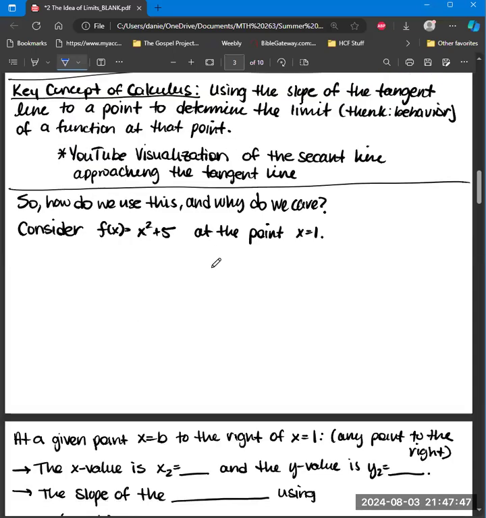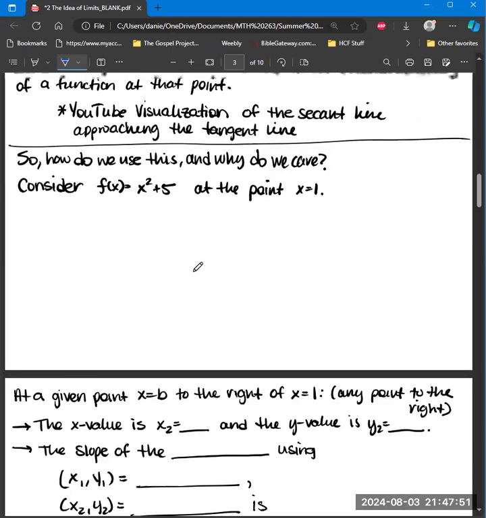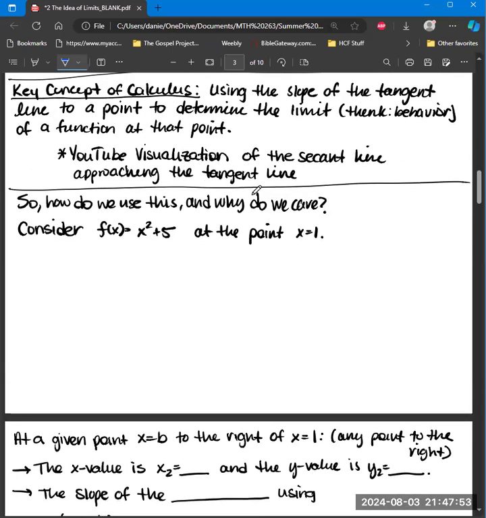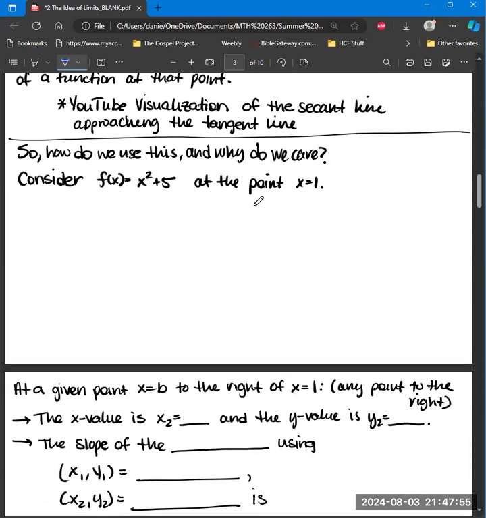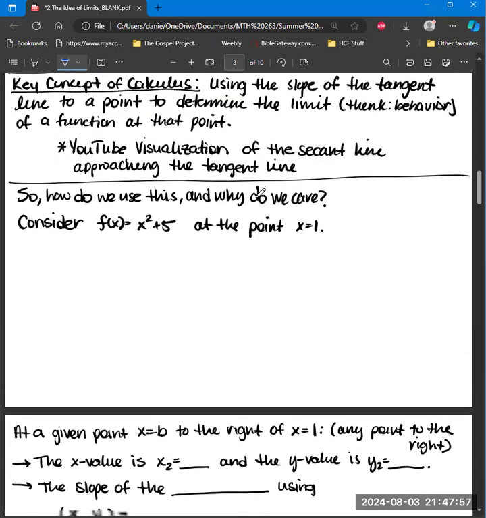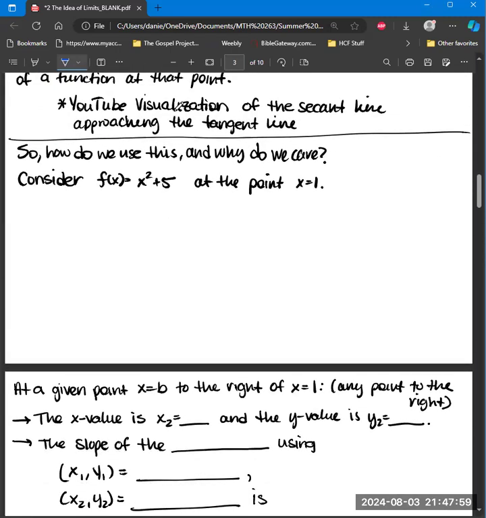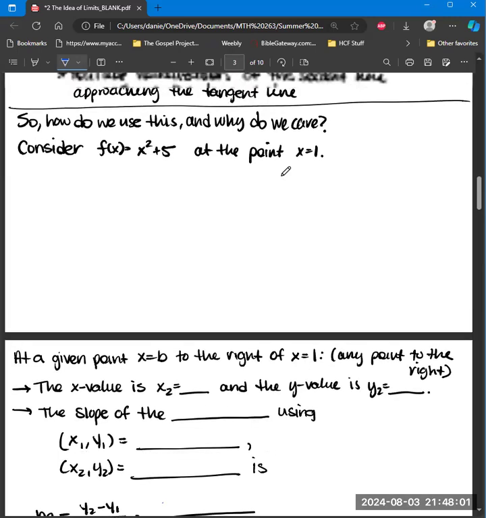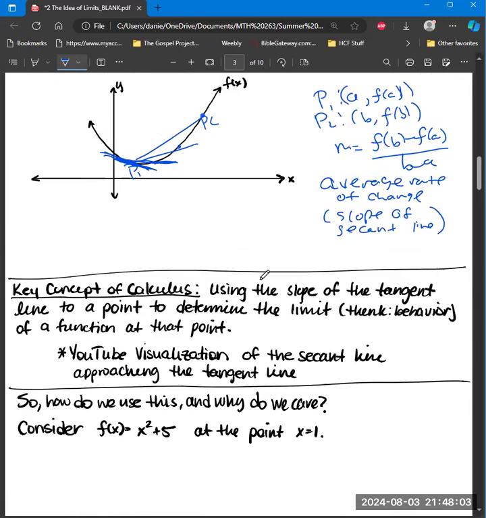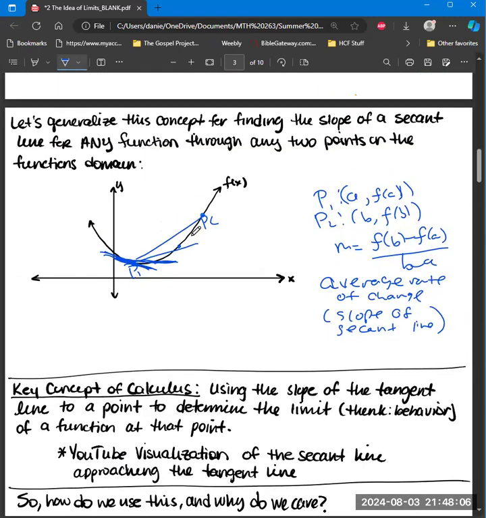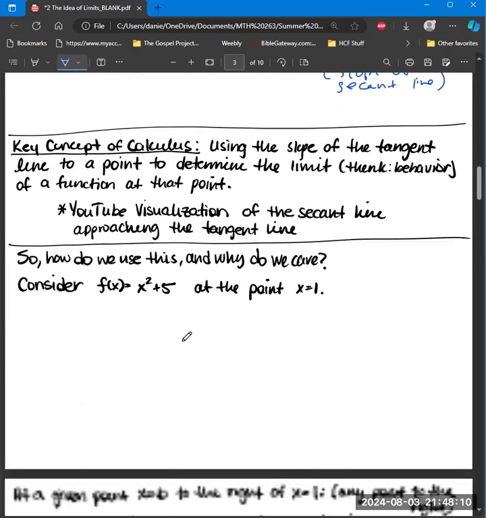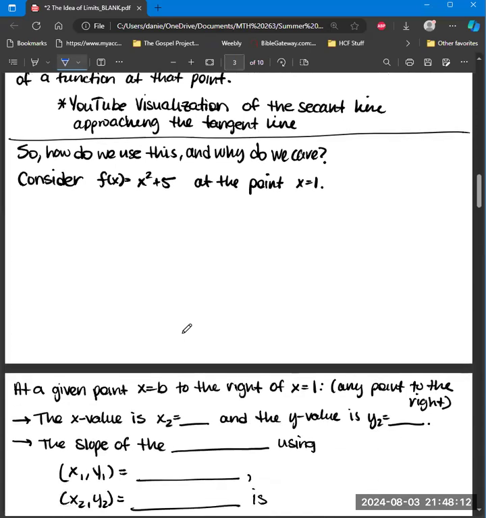And I can show you this video, share that on my YouTube channel as well. But there's just one that we would show in class there to show you that visualization of actually moving this point closer and closer and closer to this point until the secant line becomes the tangent line.